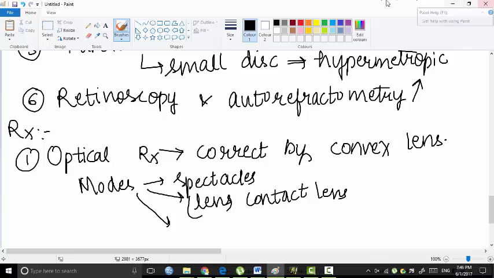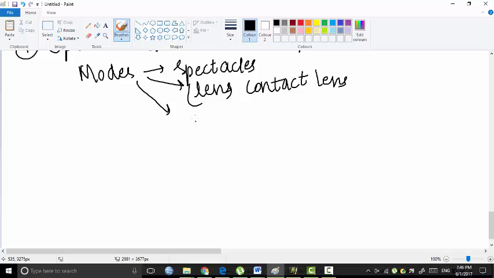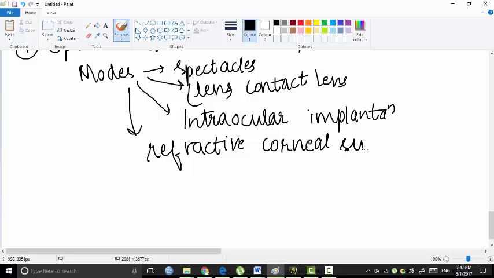you can also use intraocular lenses, that is, intraocular implantation by surgery can be done. And then we can also do refractive corneal surgery. Refractive corneal surgery can also be done. All these are the modalities of treatment.